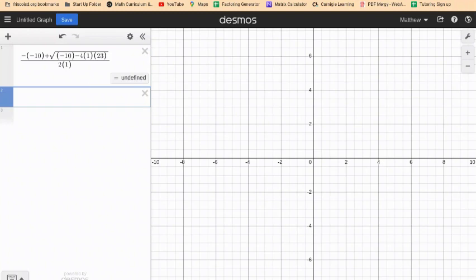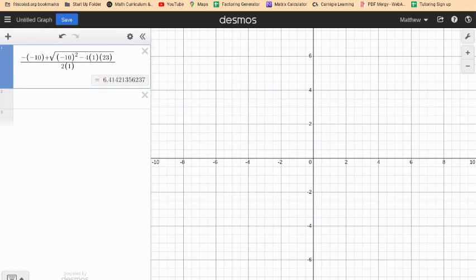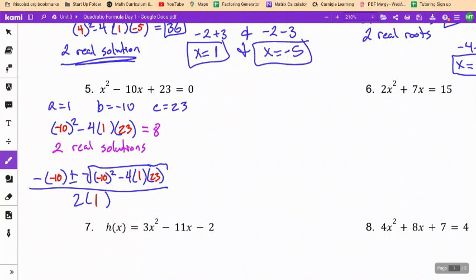And I get undefined. I plugged everything in correctly, so I shouldn't have gotten undefined. Oh, that's where I messed up. I forgot the square right there. When I plug that in, I get an answer of 6.41. So this is one of my answers. x is approximately equal to 6.41.